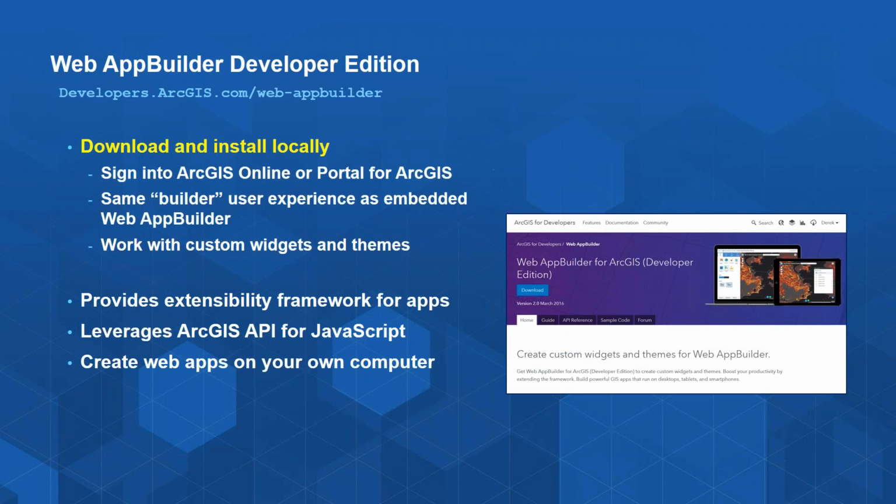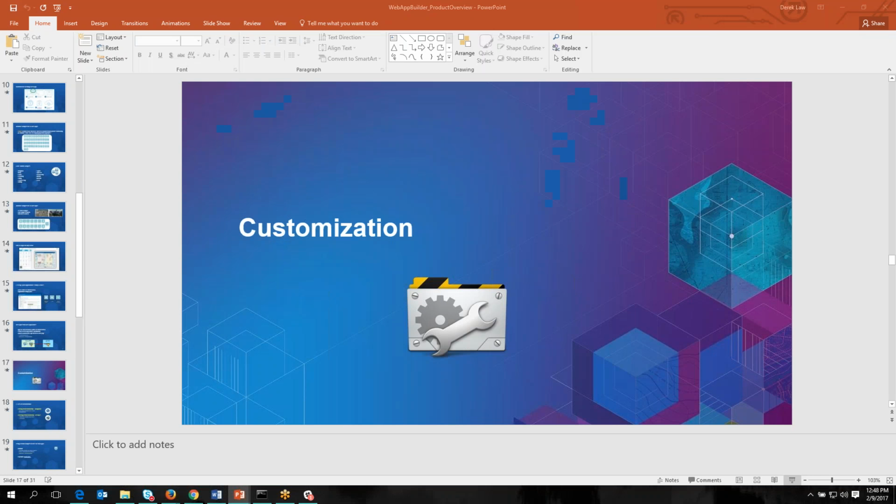So the third option I mentioned was Developer Edition. This is again available from Esri. You download a copy of Developer Edition, you install it on your local machine, and it runs and has the exact same look and feel as what you saw me demo, WebAppBuilder inside Online or Portal for ArcGIS. The difference is you can also add custom widgets and themes to your user interface. So let me show you what I mean here.